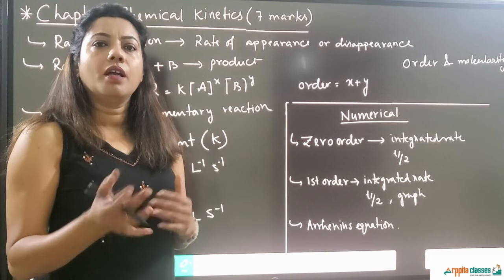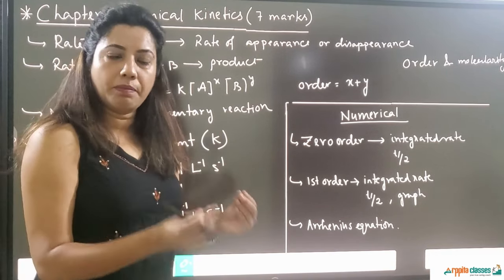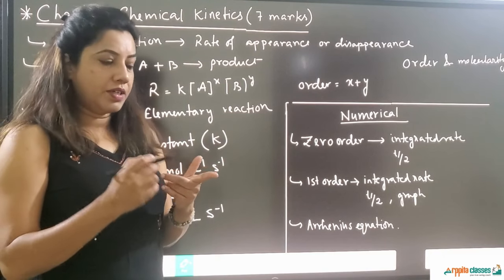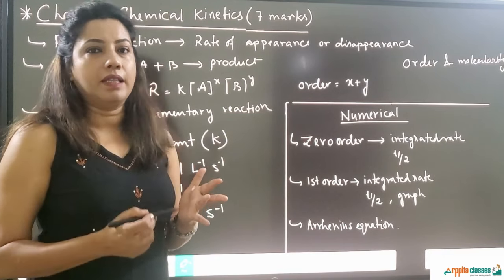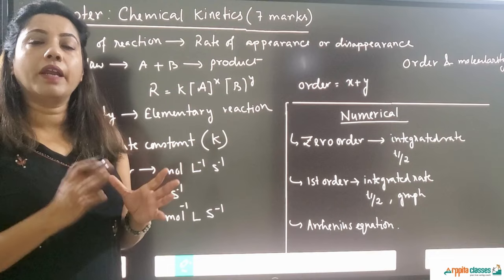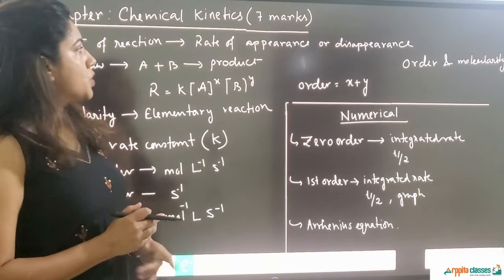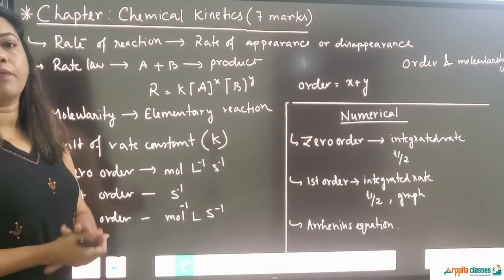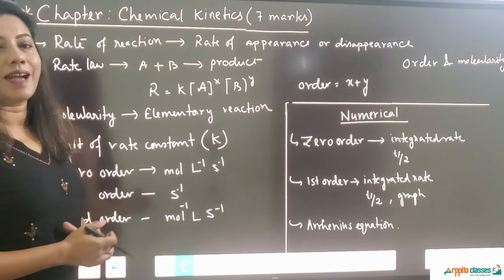You can be given 5 quantities and one particular thing you have to find out, where T1, T2, K1, K2 and Ea are the variables, okay. So Arrhenius equation for the rate constants at different temperatures. So this is all you have to prepare for chemical kinetics.